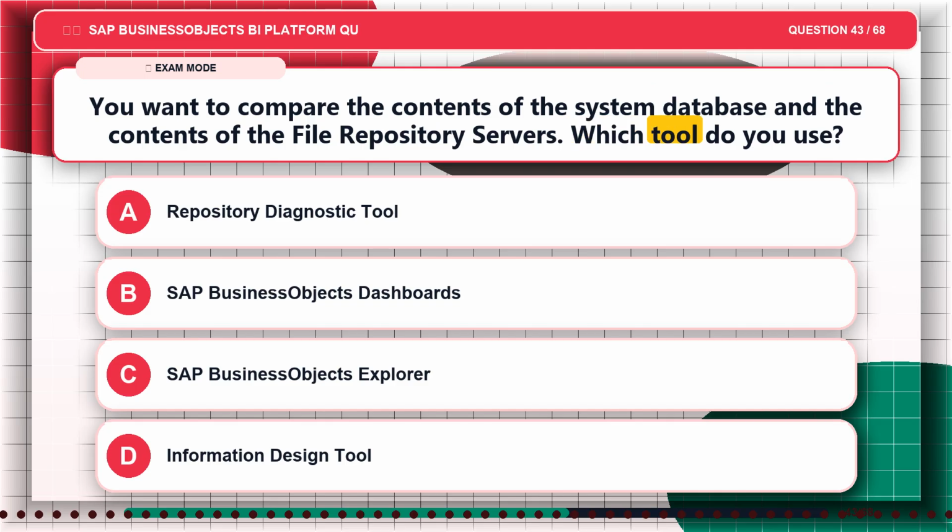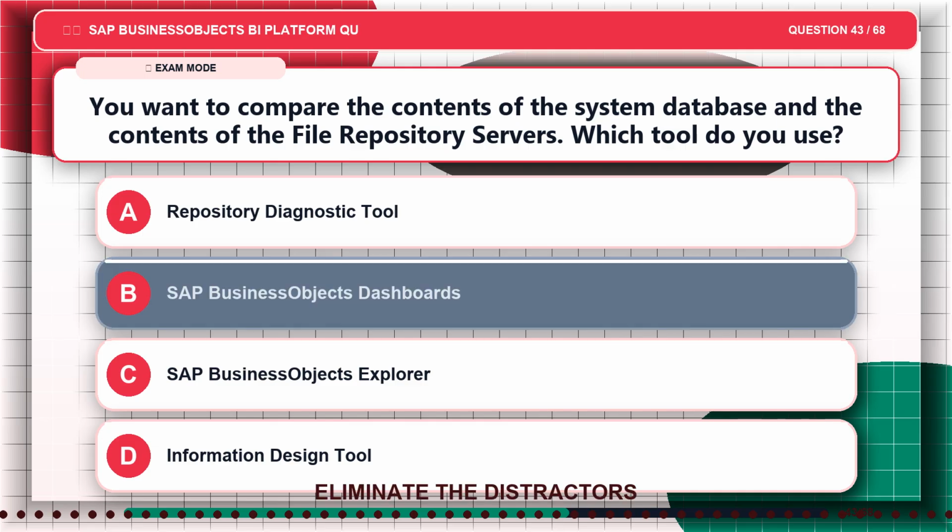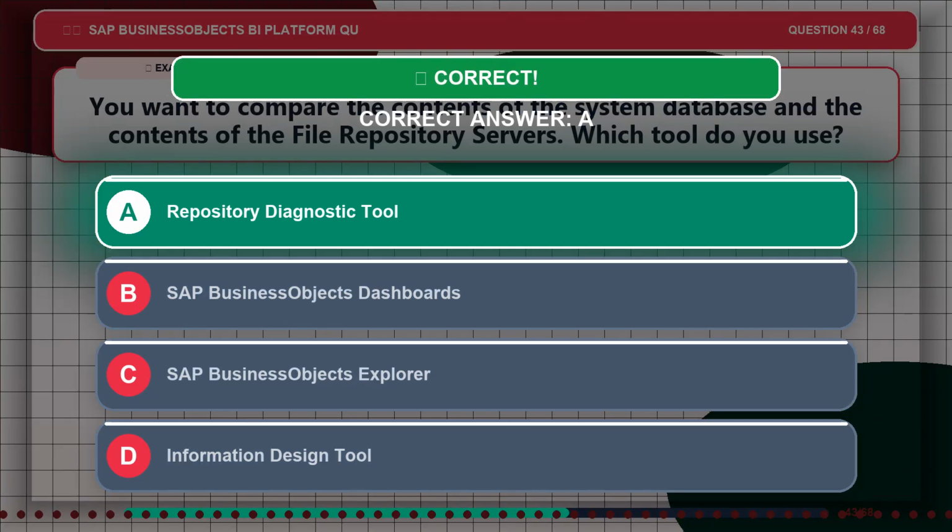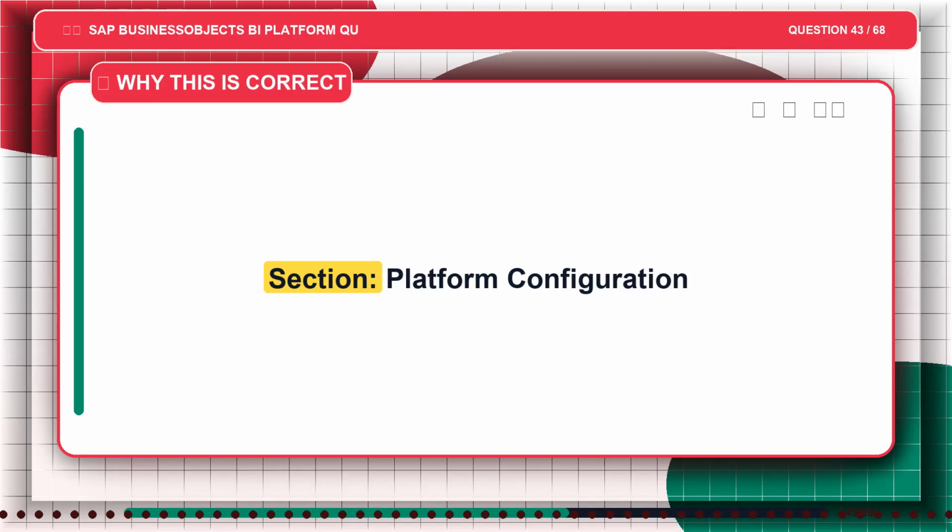Which tool do you use? Option A, Repository Diagnostic Tool. Option B, SAP BusinessObjects Dashboards. Option C, SAP BusinessObjects Explorer. Option D, Information Design Tool. The correct answer is option A, Repository Diagnostic Tool. Section, Platform Configuration.